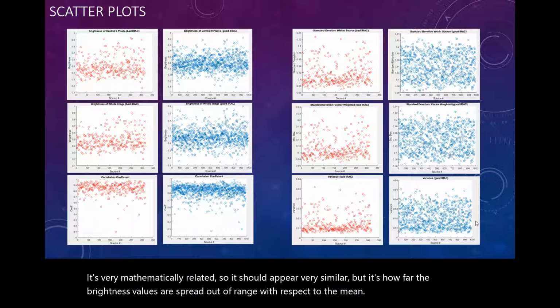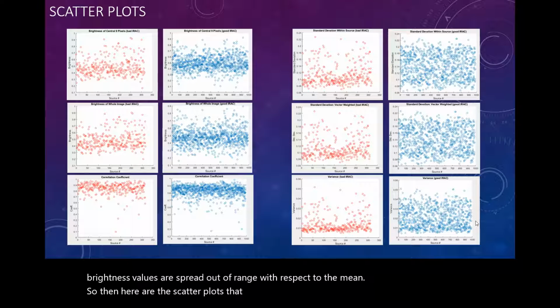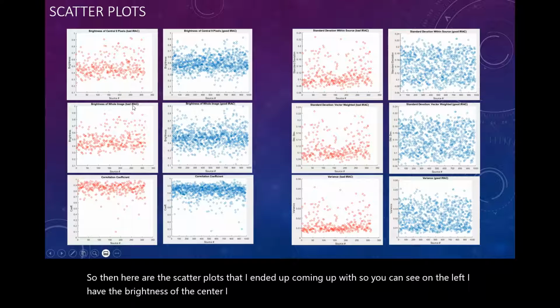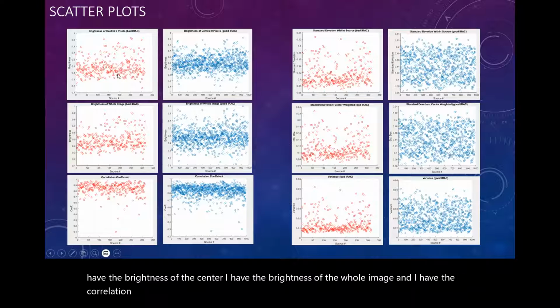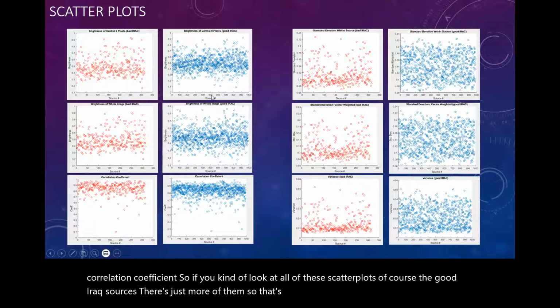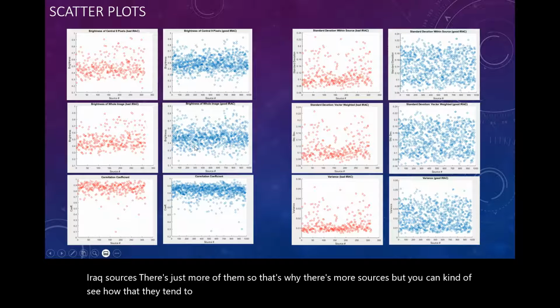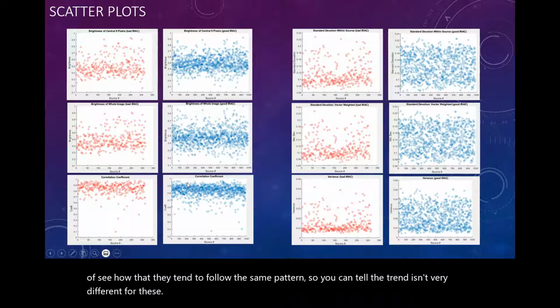So here are the scatter plots that I ended up coming up with. On the left, I have the brightness of the center, the brightness of the whole image, and the correlation coefficient. If you look at all of these scatter plots, of course, for the good IRAC sources there are just more of them, so that's why there are more sources. But you can see how they tend to follow the same pattern. So the trend isn't very different for these particular values.